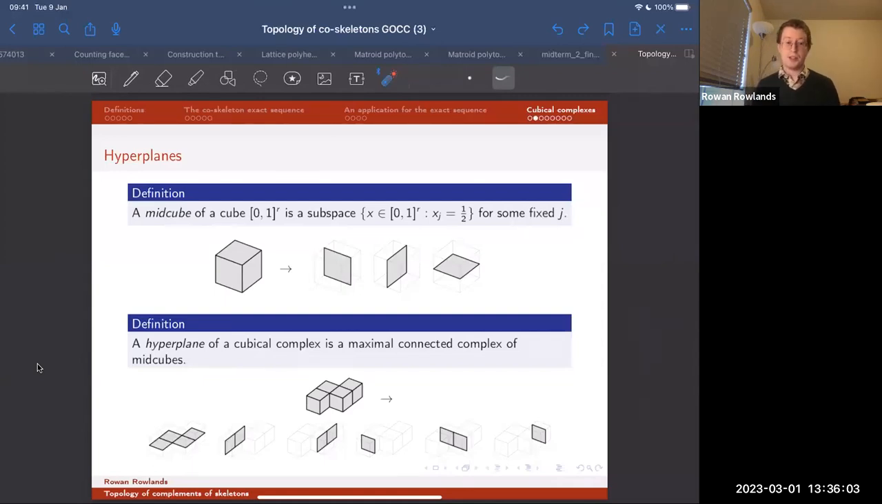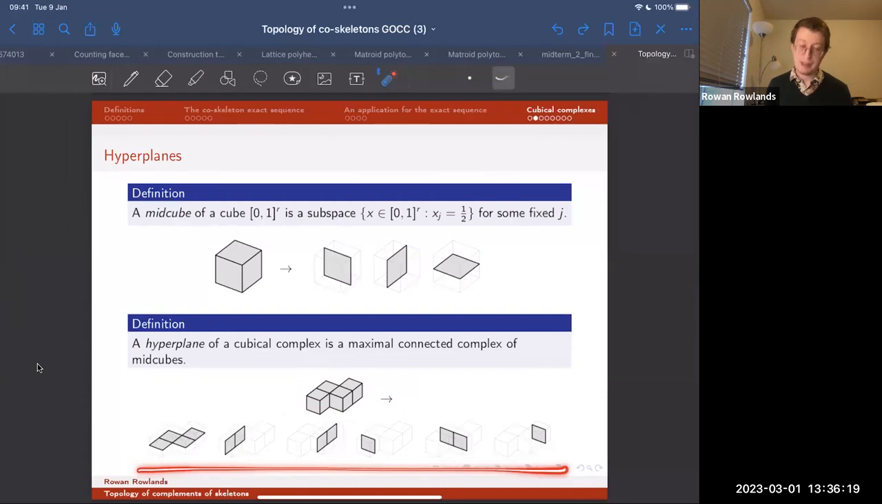Okay, so those are the midcubes of a cube. Let's broaden this to cubical complexes then. If you have a cubical complex, then a hyperplane in that cubical complex is a polytopic complex made out of the midcubes of that complex. So for example, if this is the cubical complex we're looking at, then it has these 6 hyperplanes shown here.